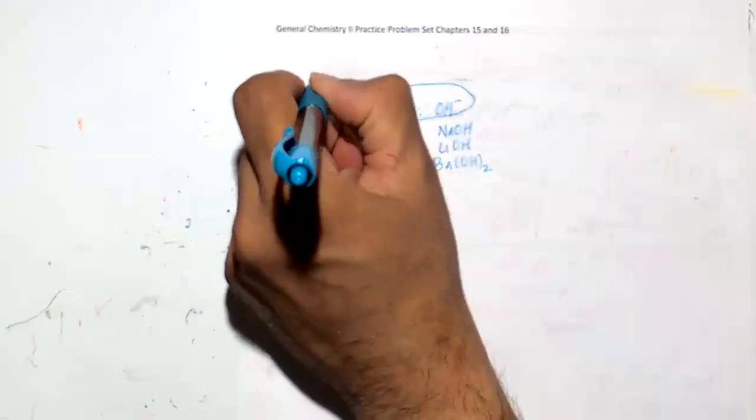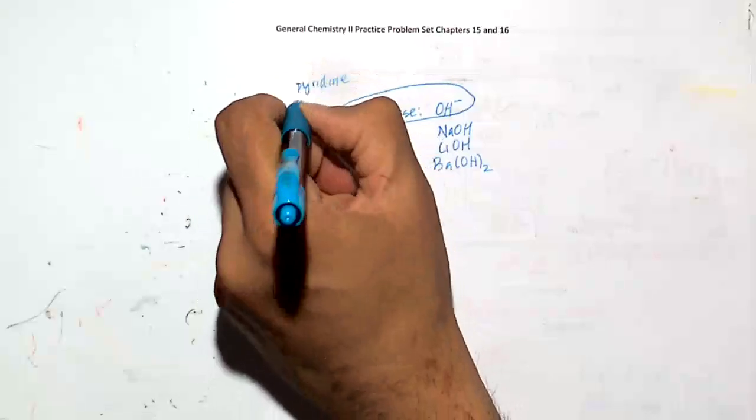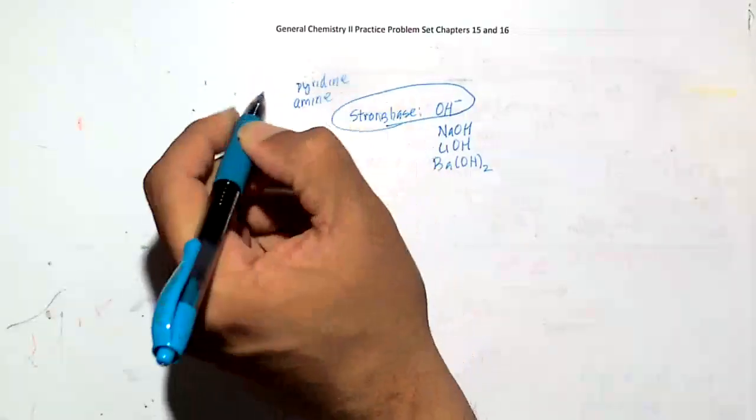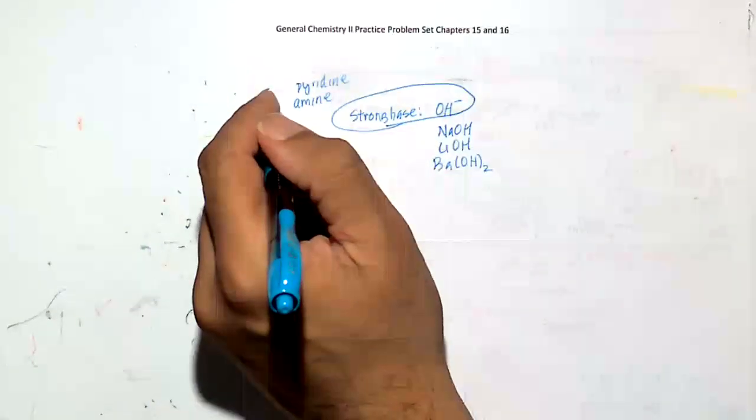So if you see something like pyridine, or an amine, okay, and what else is a weak base?